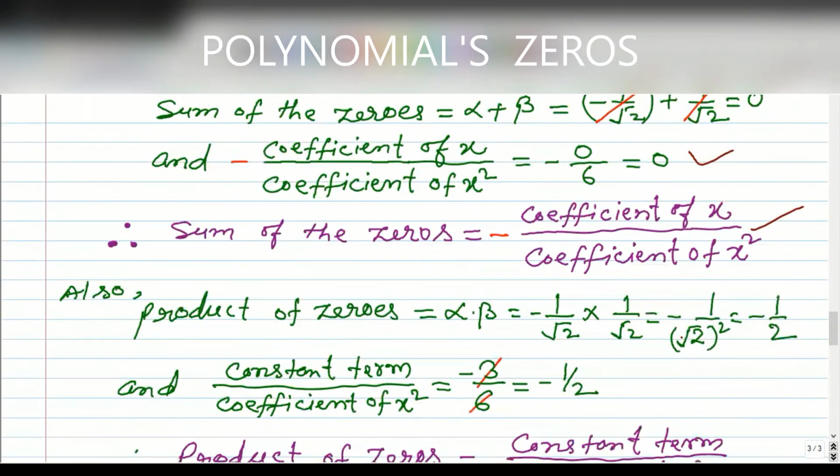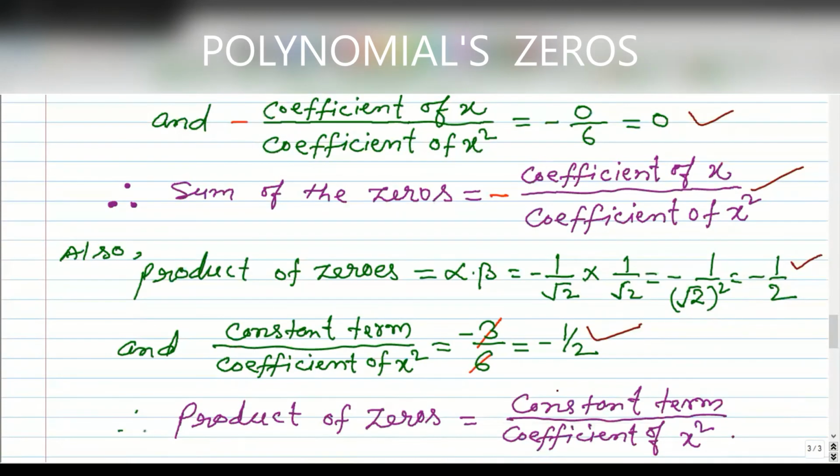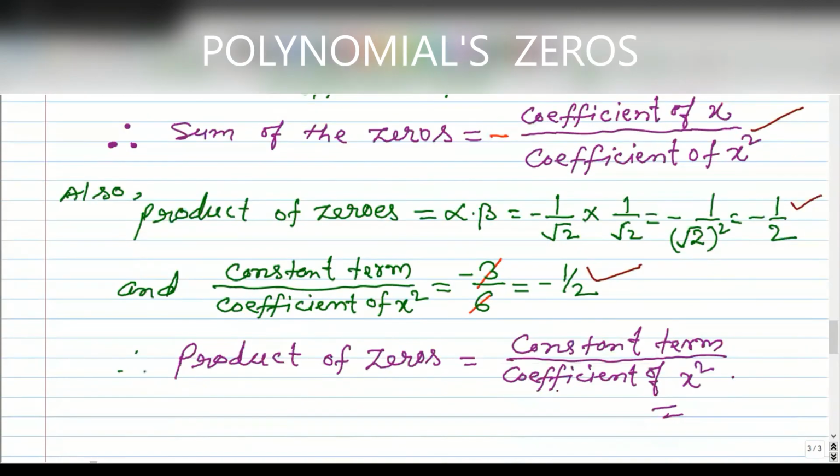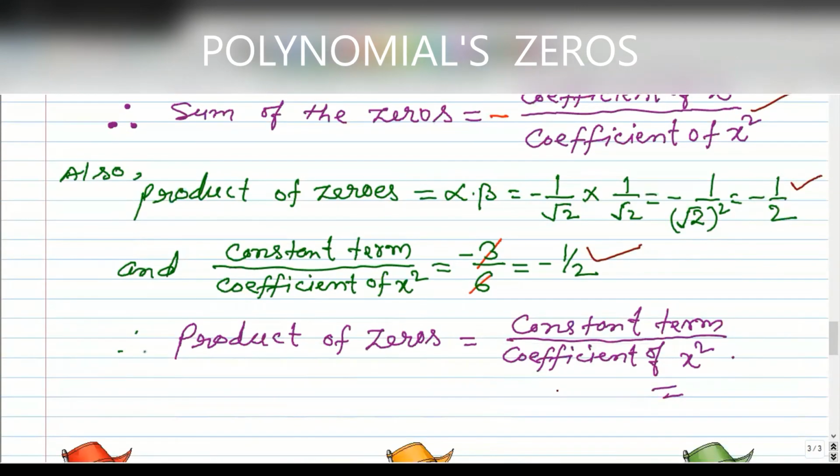After putting the values of alpha and beta, we get 1 by root 2 into minus 1 by root 2, which is minus 1 by 2. And taking the constant term over the coefficient of x square, we have minus 3 by 6. After cancelling, it becomes minus 1 by 2. So the product of zeros equals the constant term over the coefficient of x square.